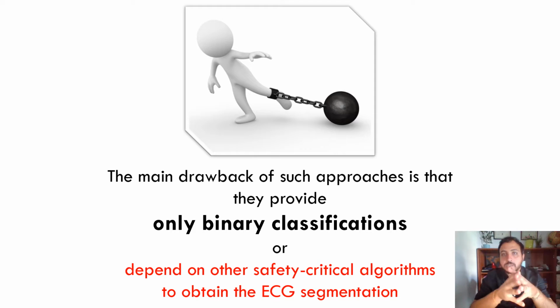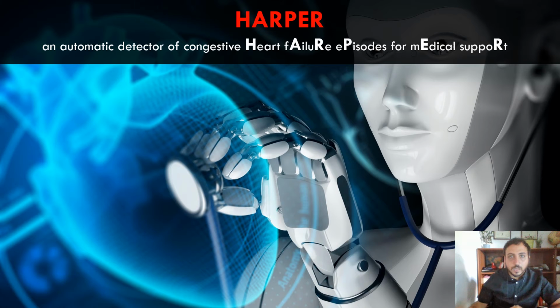The main drawbacks of such literature approaches are that they provide only binary classification or that they depend on other safety-critical algorithms to obtain the ECG segmentation. To mitigate such limitations, we present Harper, a novel tool whose name comes from its description: the detector of congestive heart failure episodes for medical support.